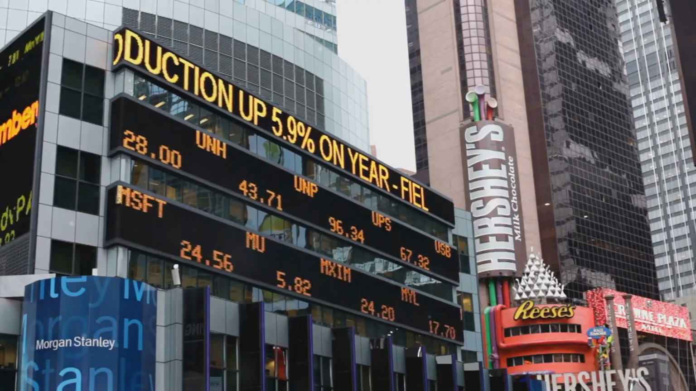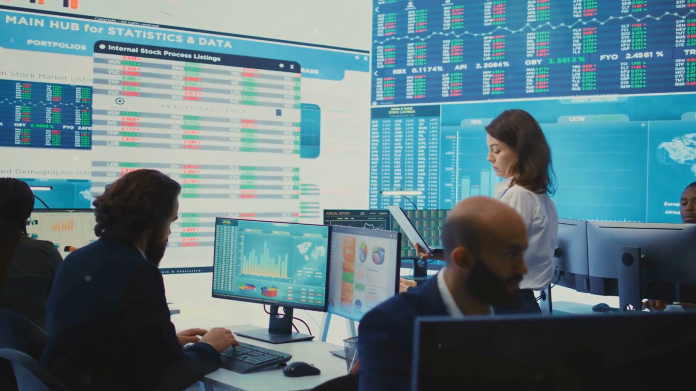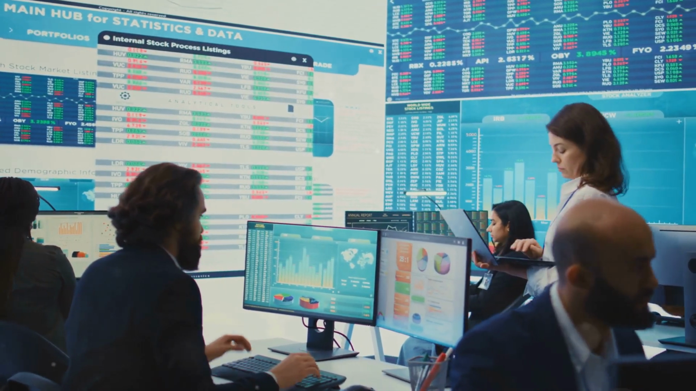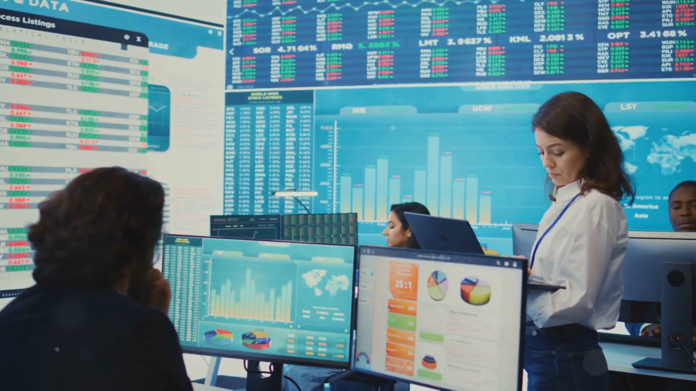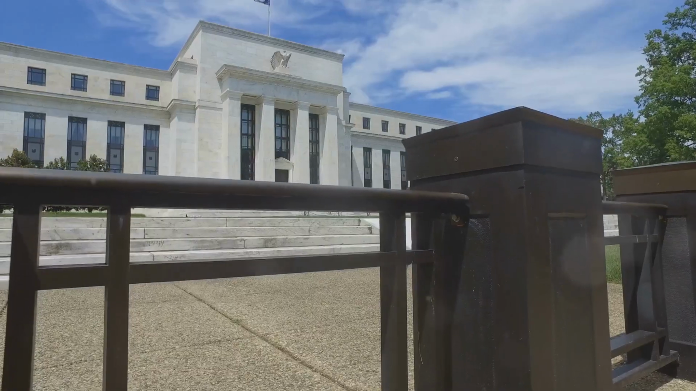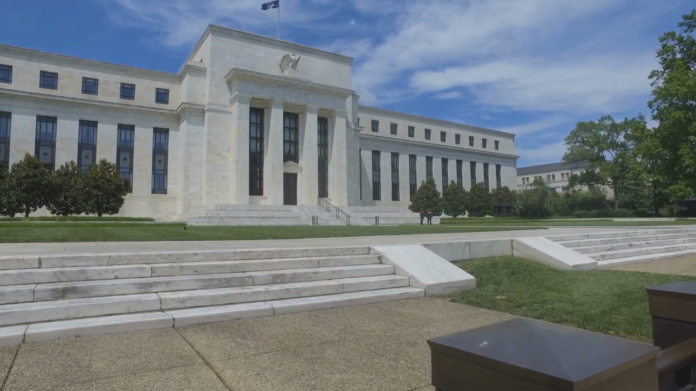Lags in monetary policy. The effects of interest rate changes don't occur immediately. Monetary policy operates with lags, often taking several months or even longer for the full impact of a rate change to be felt throughout the economy. This delay can make it challenging for the Fed to time its policy moves precisely.